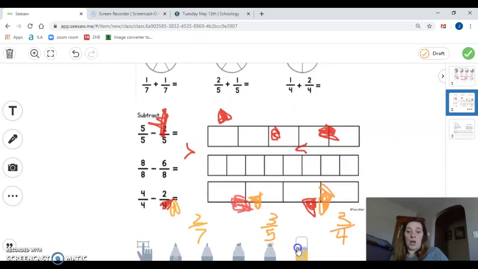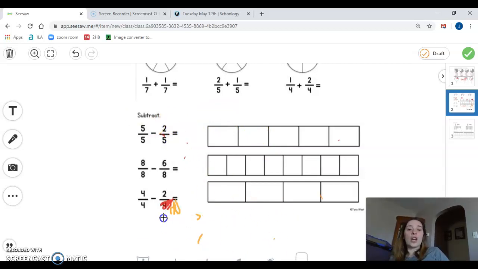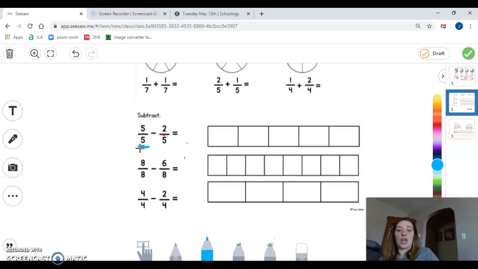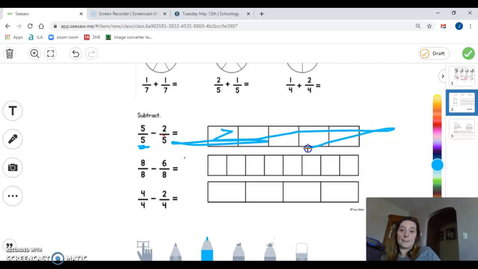Okay, I'm going to move my screen down because now we're going to do some subtracting. And our subtracting looks a lot different than what you did. You did circles. Are these circles? Nope, they're rectangles. So it's just like with your circles, but it's a different shape. So I really wanted to make sure that you can see that. So remember, I'm doing this first fraction, 5/5. So I'm going to shade in 5/5.